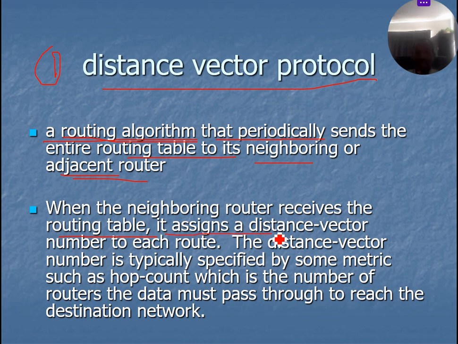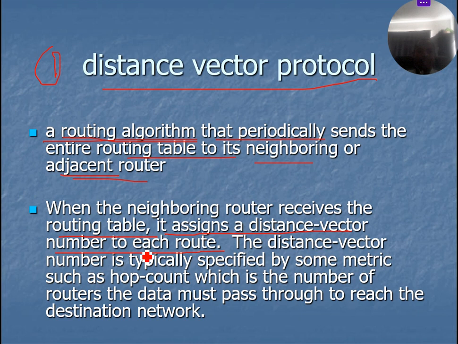It will assign a distance vector number to each route. It gives them a number, maybe number 1, number 2, number 3, like that. It gives them a distance; that's what we call the administrative distance. So when the adjacent router receives the routing table from the router that has broadcast it, it will assign a vector number to each route.